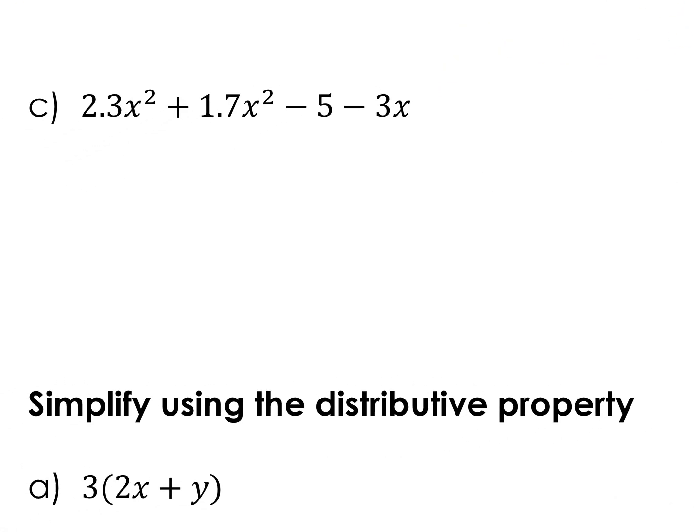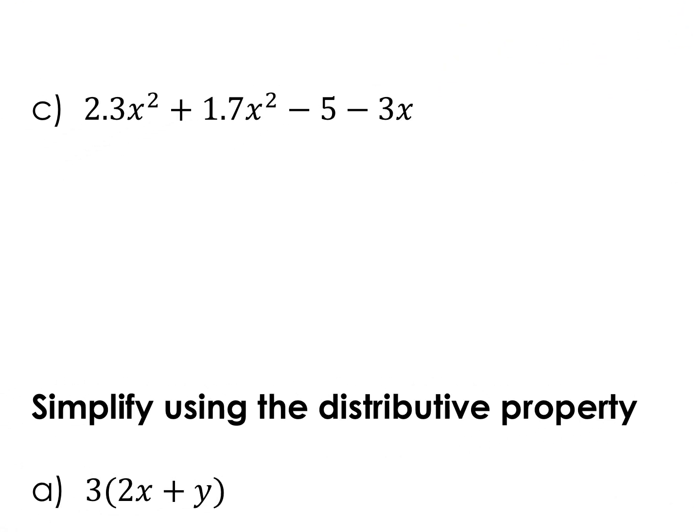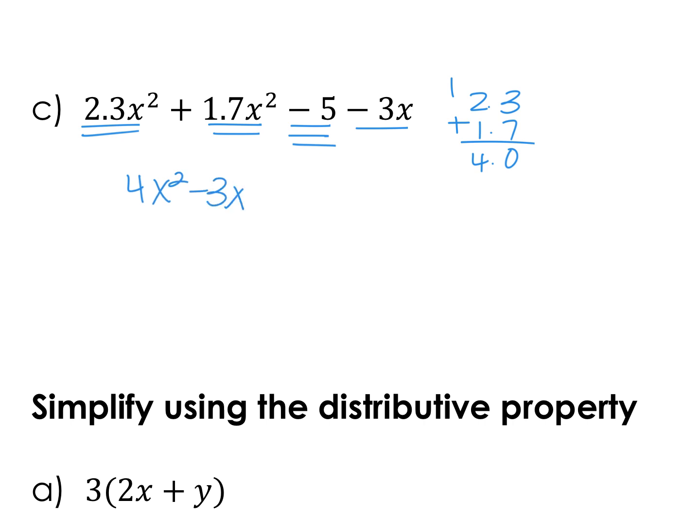Okay. Letter C, we've got some decimals and we've got some exponents. So once again, these x squareds go together, but the x does not, right? The x does not, and then we also have a negative 5. So I have 5.3 plus 1.7. If I was doing this without a calculator, I could totally do this. 5.3 plus 1.7 is 7. So 7x squared. And then there's nothing to combine with the negative 3x, so that just gets brought down. There's nothing to combine with the 5, so that just gets brought down.